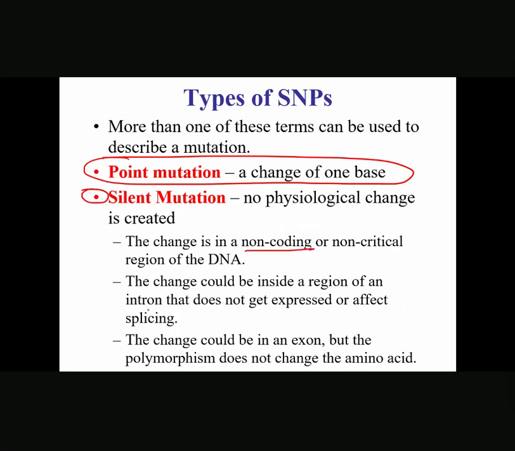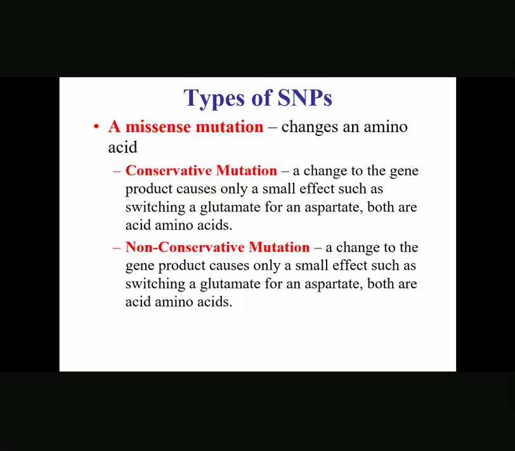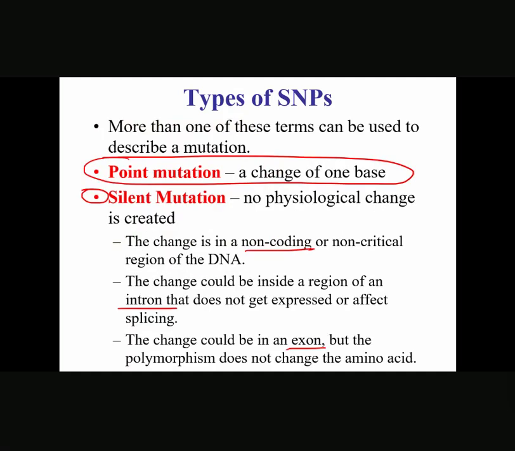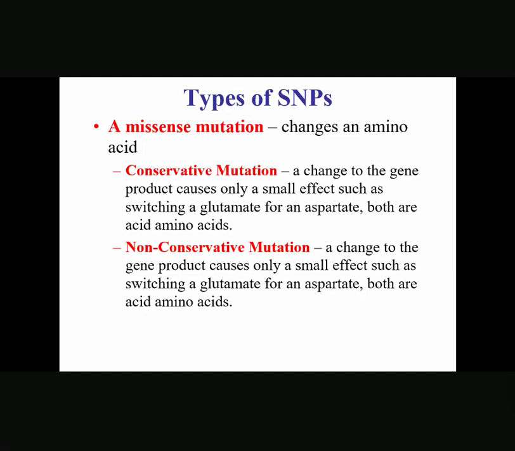It could be inside an intron. Now, who cares? We cut those out and throw them away. But if it's in the exon, the part that gets coded into protein, but it doesn't change the amino acid because we know there's redundancy in that codon chart, all of those are silent mutations. By the way, this will be on the test. So know the difference between a silent mutation and a missense mutation.